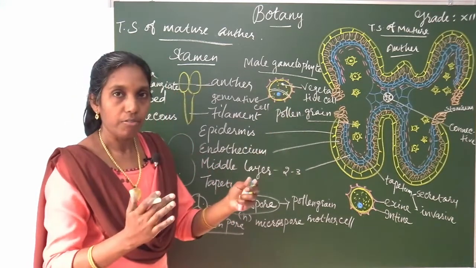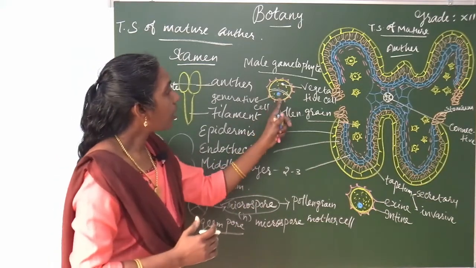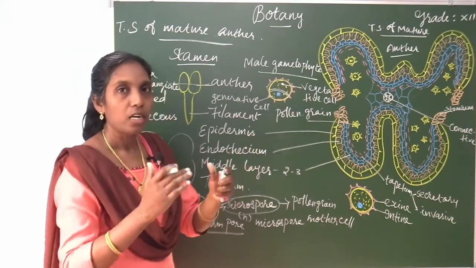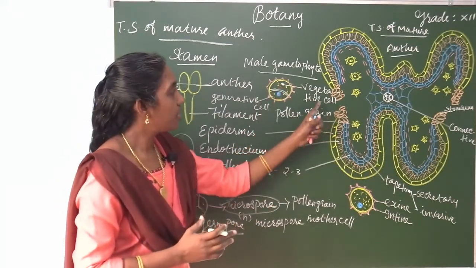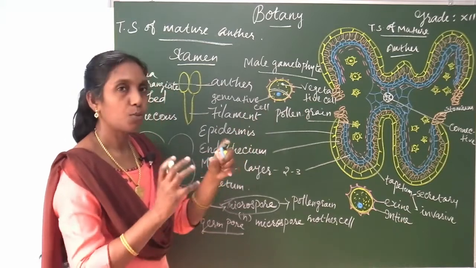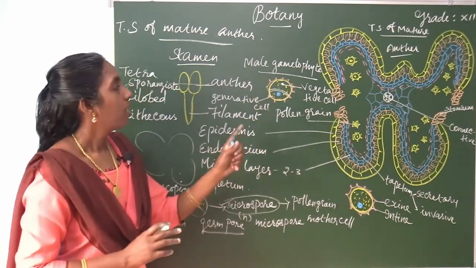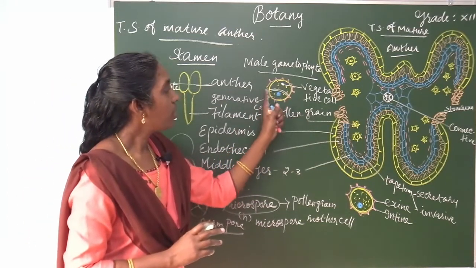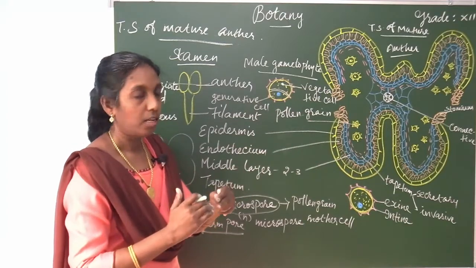When the nucleus divides, it is surrounded by a wall layer. The wall layer divides into two unequal parts. The large part is called the vegetative cell, and the small part is called the generative cell. Now this generative cell is surrounded by a wall layer.